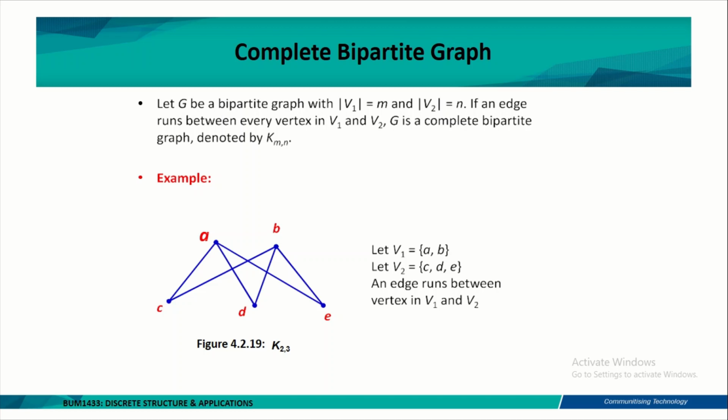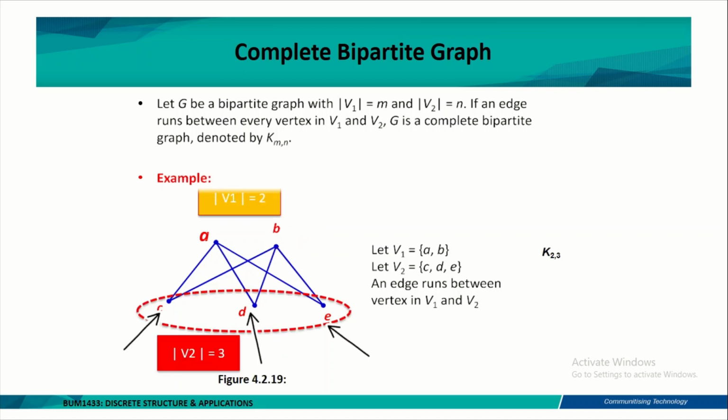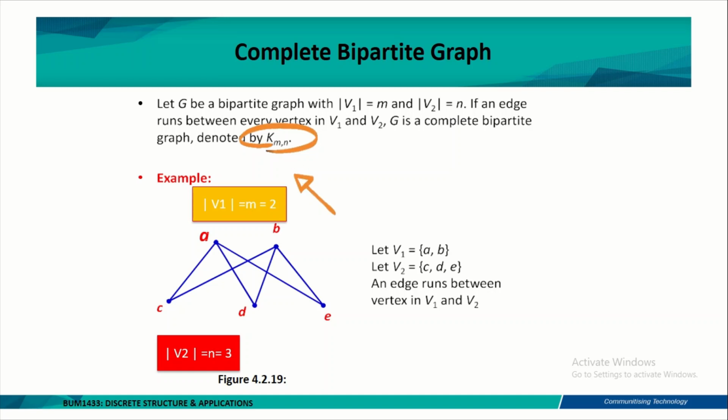So let's see the complete bipartite graph. Let G be a bipartite graph with V1 equal to M and V2 equal to N. If an edge runs between every vertex in V1 and V2, G is a complete bipartite graph denoted by KMN. Let's see the example. Let V1 equal AB, let V2 equal CDE, and an edge runs between every vertex in V1 and V2. So we have V1 equal to 2 and V2 equal to 3. So we can denote this figure 4.2.9 as a complete bipartite graph denoted by K2,3.